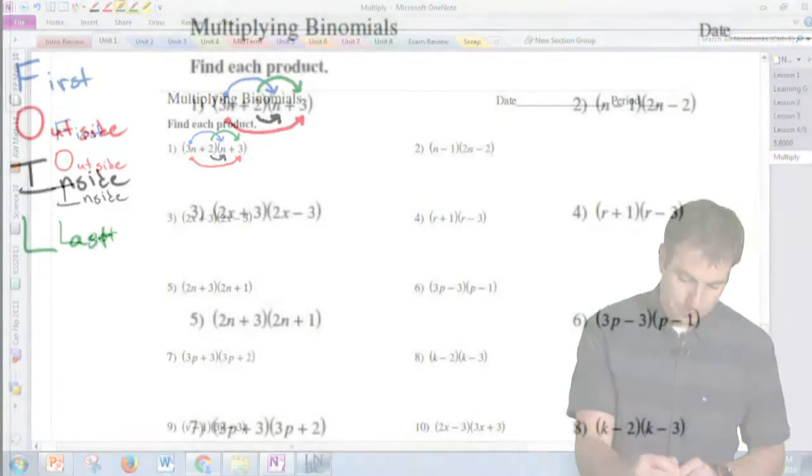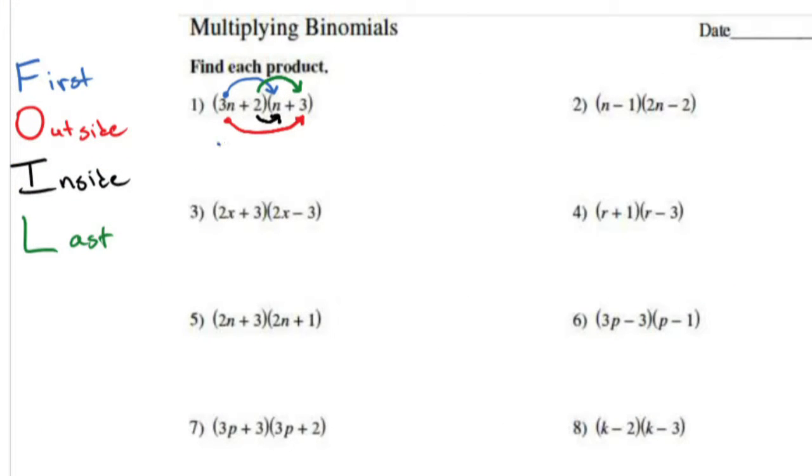So we have 3n times n gives us 3n squared. And then the next is O for outside, the red arrow, the 3n times the 3. It's going to give us positive 9n. And then the inside is 2 times n, which gives us positive 2n. And then we have the last, which is the green arrow, the 2 times the 3, which gives us positive 6. So first, outside, inside, last, I'm always going to end up with 4 terms.